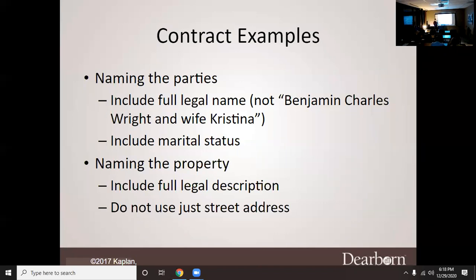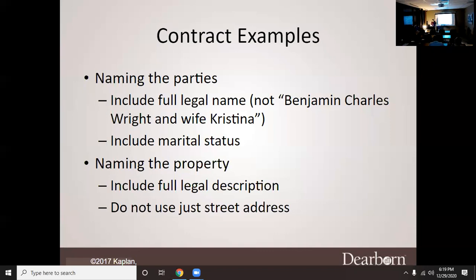Because a lot of people will just fill in the address and send it over. And when you put the address, all that you're basically stating is that you get to buy my mailbox for $300,000. Okay? You need to have the full legal description because it's going to tell you what areas you're buying.